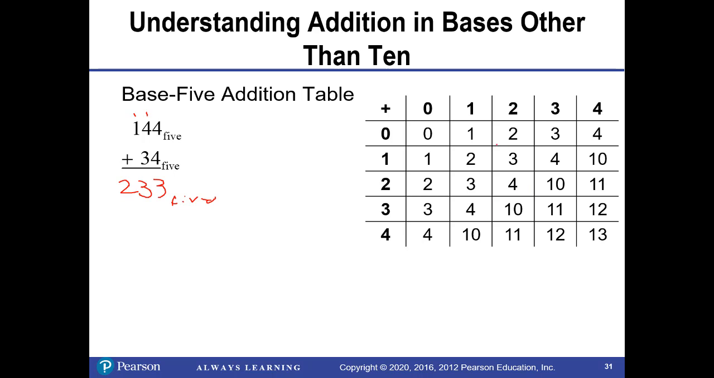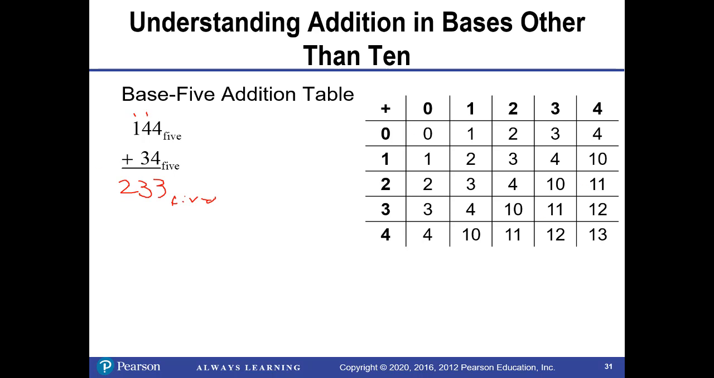So whenever we see 2 plus 3 is 5, that's really 10. Whenever we see 3 plus 3, anything that would be 6 is really 11. Anything that's really 7 would be 12. Anything that's really, I mean in base 10, 8 would be 1, 3. Anything that's really 9 would be 1, 4. And then anything that's really 10 would be 2 fives, that would be 2, 0.